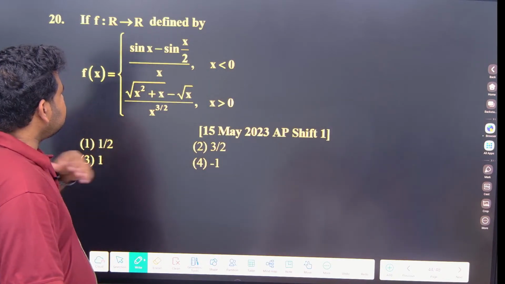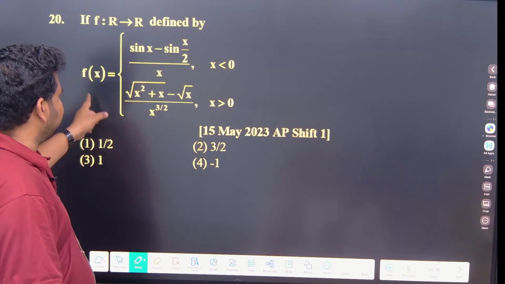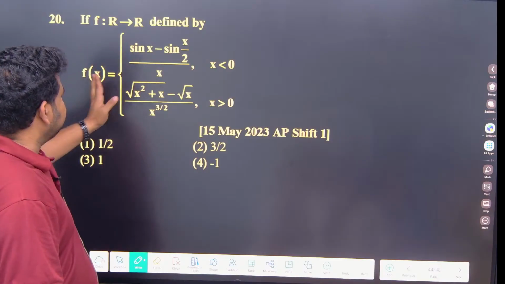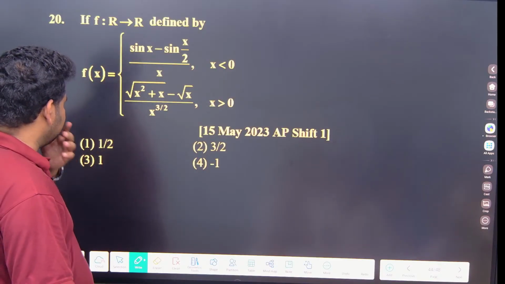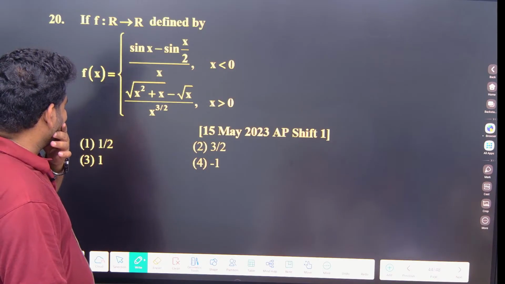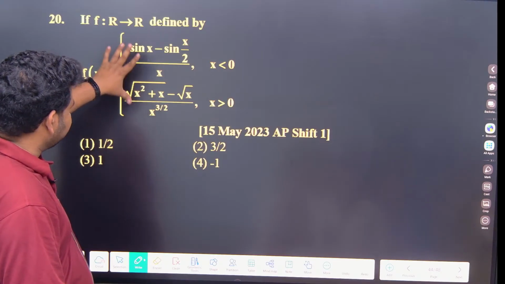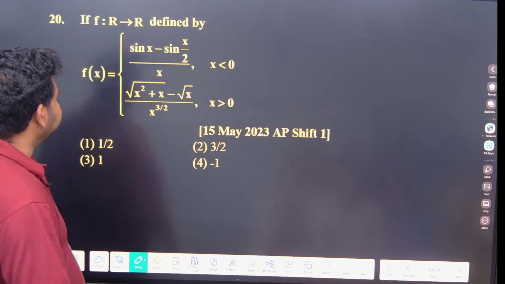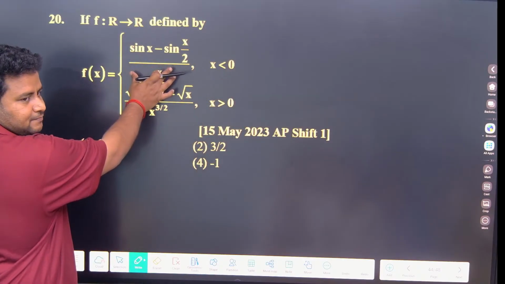See, f of x is (sin x minus sin x by 2) by x for x less than 0, and the other expression for x greater than 0. So defined by this, they are asking for the value of this. The complete question is not shown. Now what we will do, we will take this one, LHL.